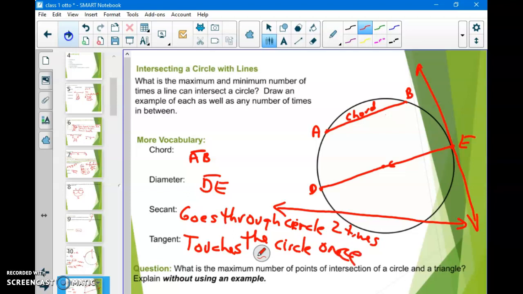Alright, what is the maximum number of points of intersection of a circle and a triangle? Pause for a second and think about that. And when you're ready, come back. You're back. If I have a triangle and the circle is a secant, so it hits the circle twice on each side, that means the circle hits the triangle 6 times.